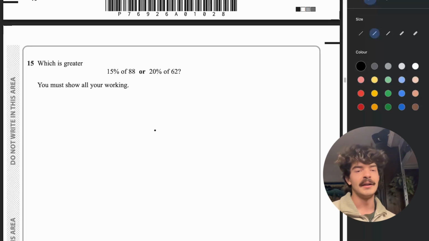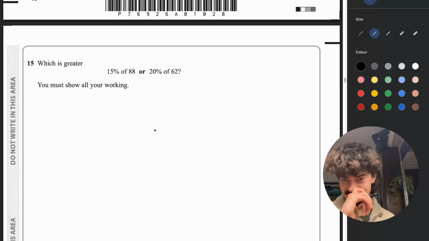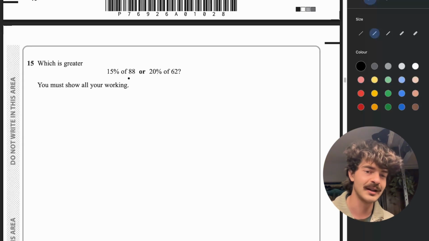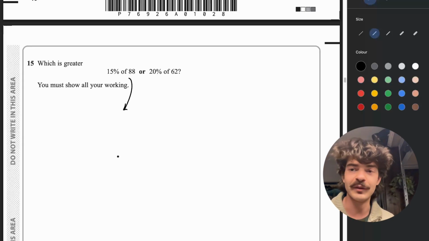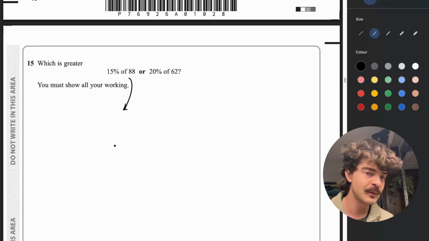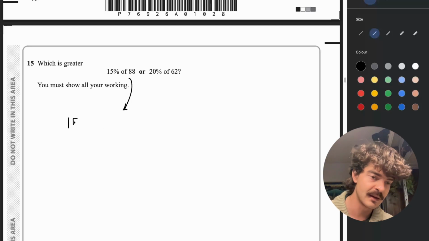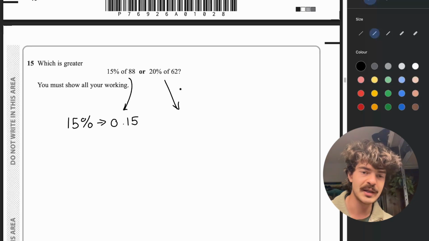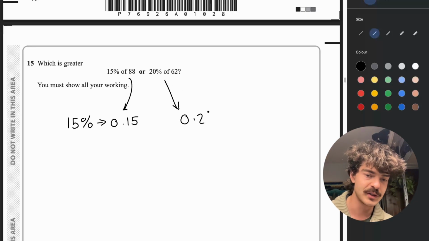Which is greater? Cool. Well, once again, thankfully this is a calculator paper, so let's not worry too much about this. I'd suggest that we turn both of these either into fractions or decimals. For peace of mind, I'm going to turn both of these into decimals. So 15% is going to become 0.15 dividing by 100, and 20% is going to become 0.2.